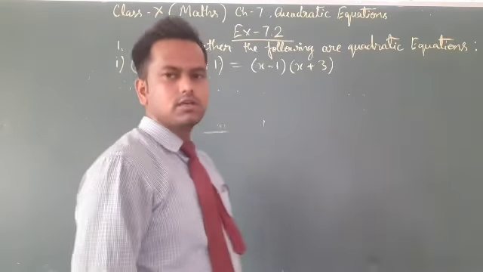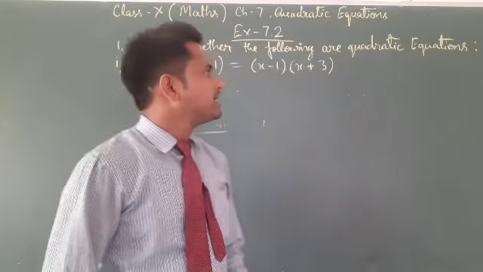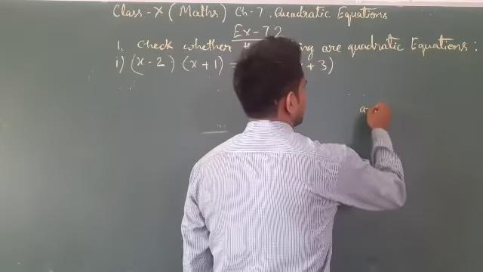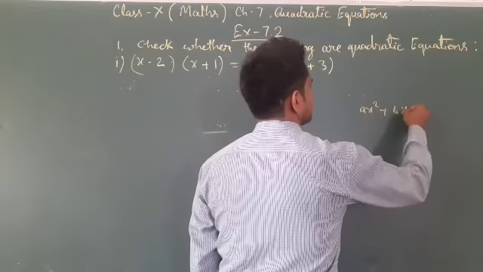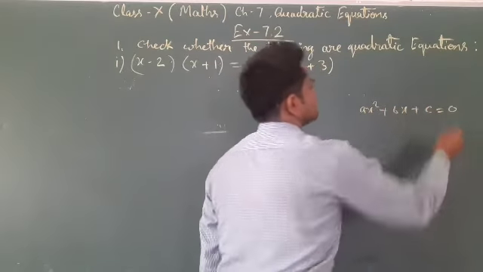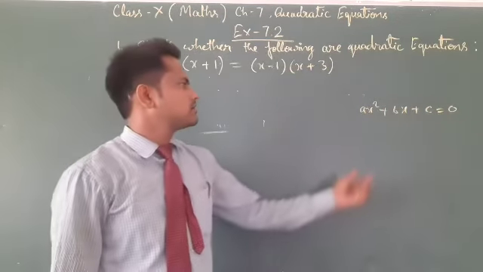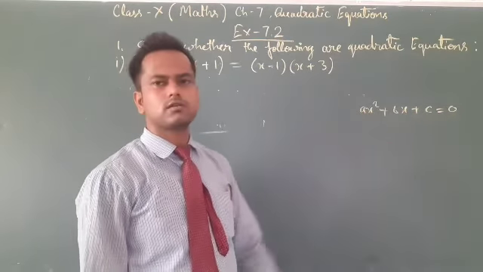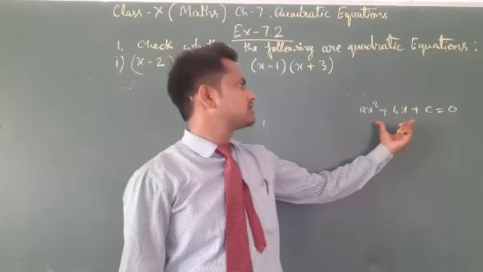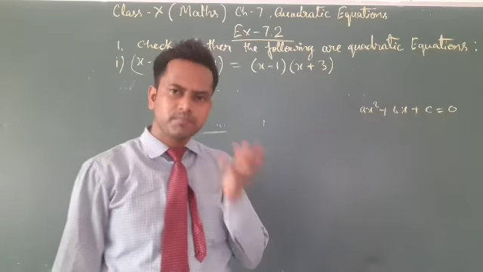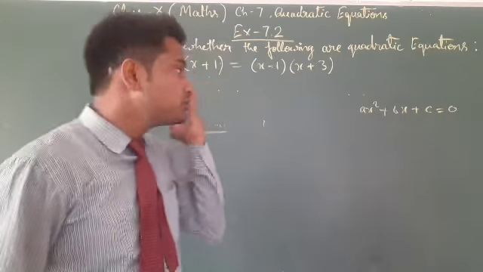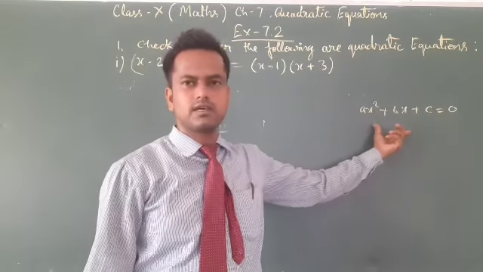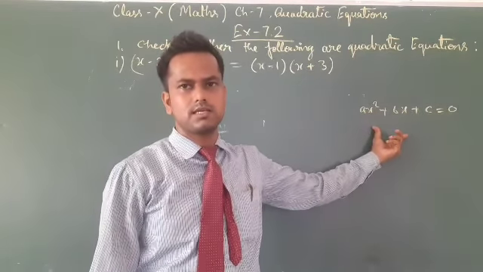So students, you know very well any equation which is in the form of ax² + bx + c = 0, where a, b, c are real numbers and a is not equal to 0, is called a quadratic equation. So you have to convert this equation into the form of ax² + bx + c.